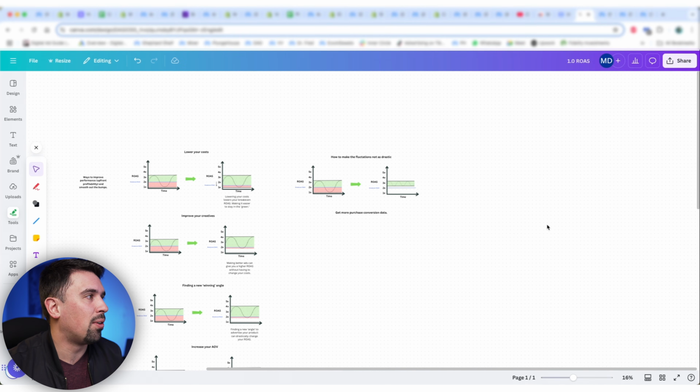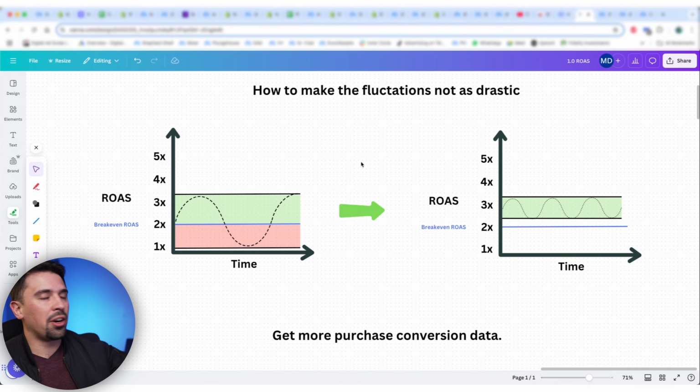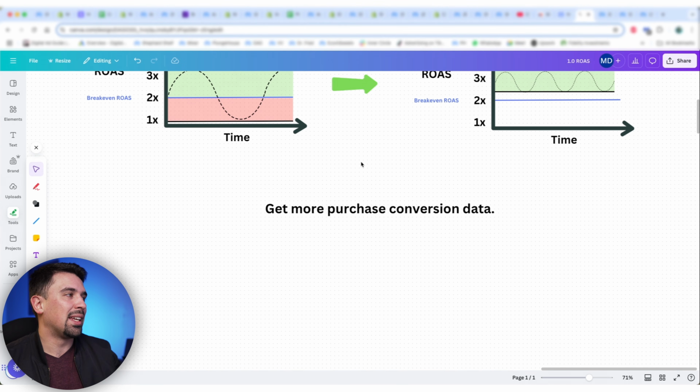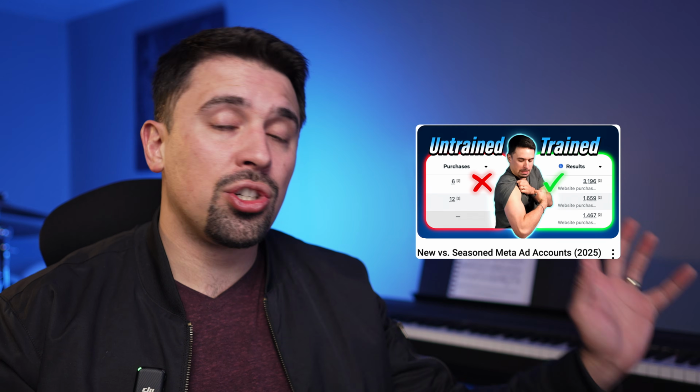Now, lastly, how do we make the fluctuations not as drastic? How do we go from this scenario on the left to this scenario on the right? And it really boils down to getting more purchase conversion data in your ad account, okay? There is a tipping point. If you watch my last video where I talk about untrained ad accounts and seasoned ad accounts, you can see exactly what I'm talking about. There is a tipping point where once your ad account gets a certain amount of conversion data, it just starts behaving differently, guys. So check out that video if you haven't seen it. But yeah, that's everything that I wanted to show you.